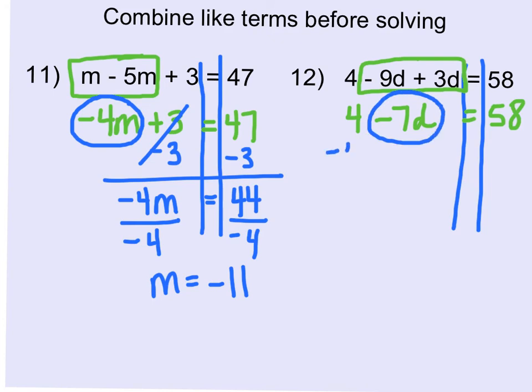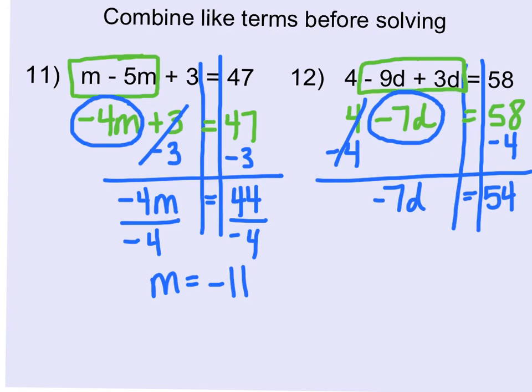That's right. Now we got to get rid of the 4. So subtract 4 from both sides. Negative 7d equals 54. Now we're going to go ahead and divide by negative 7.